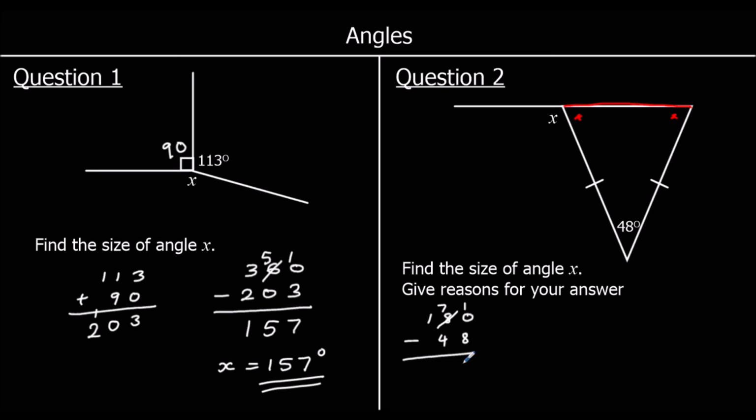10 take away 8 is 2. 7 take away 4 is 3. 1 take away nothing is 1. So the two red angles have to add up to 132.